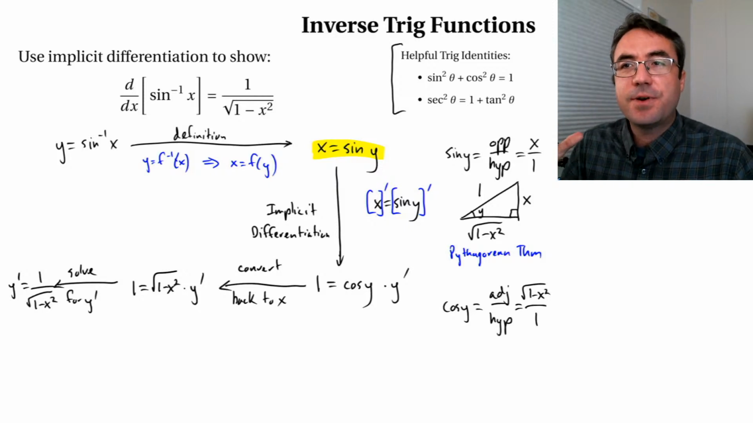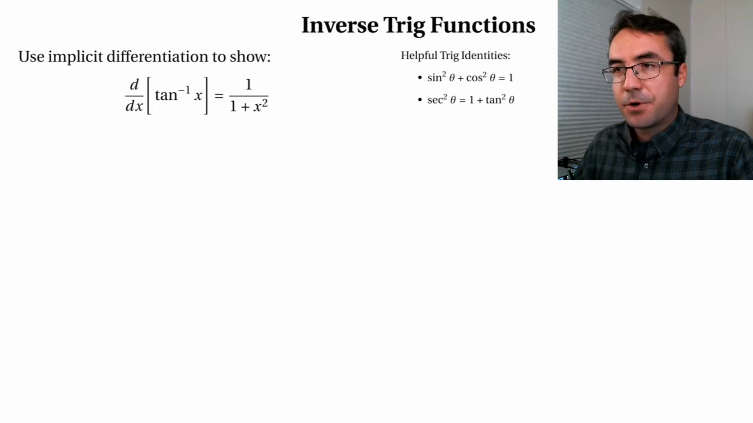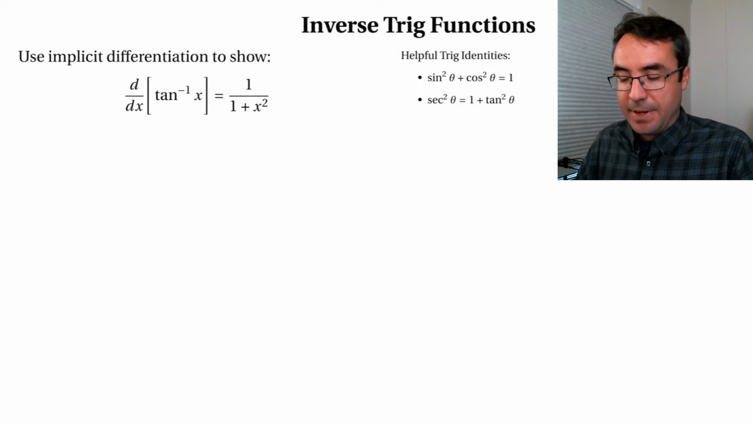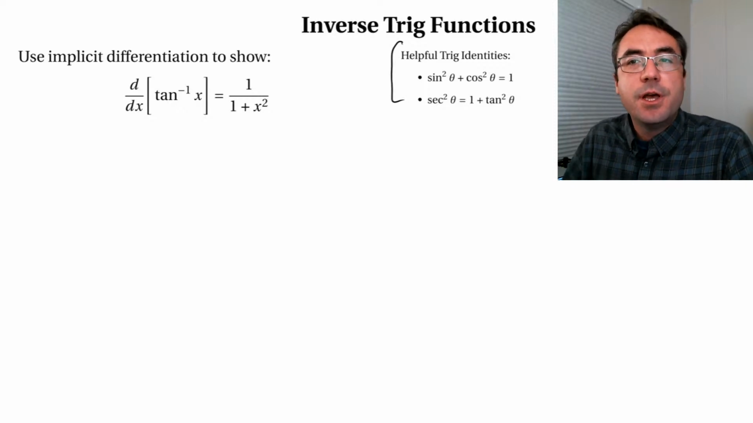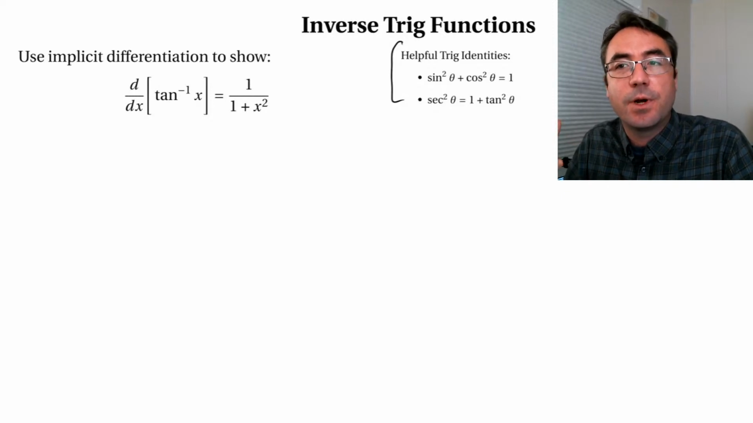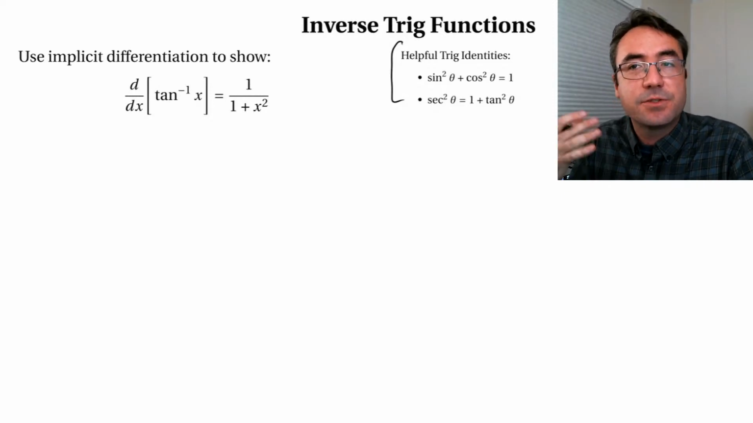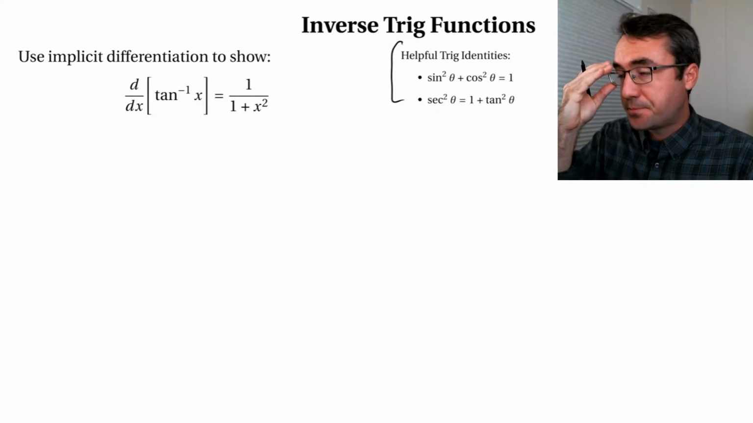All right, let's try another one of these. Let's look at inverse tan. We're going to do it very similar. And again, we're going to use right triangles, but another approach, you could potentially use the trig identity secant squared equal to 1 plus tangent squared. So that's another way to do it. But we're going to use right triangles again.